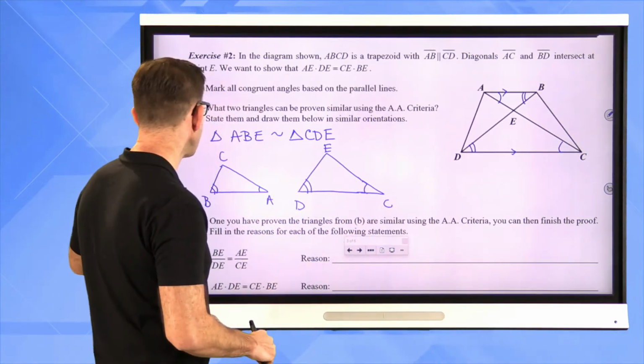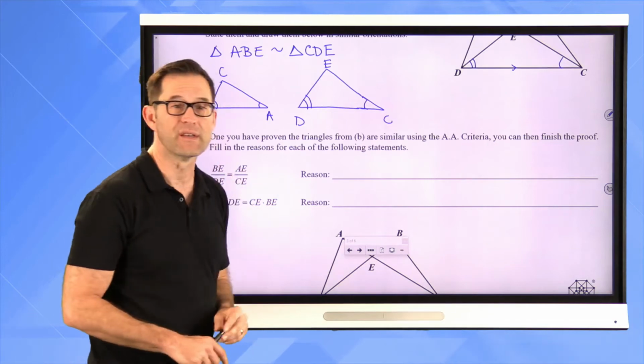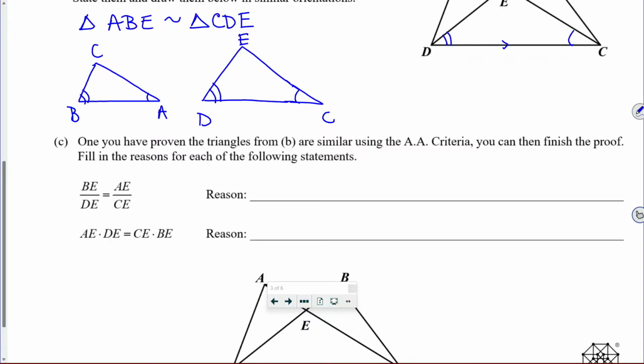Okay, let's take a look at the last little part of this, letter C. Once you have proven the triangles from B are similar using the angle-angle criteria, you can then finish the proof.